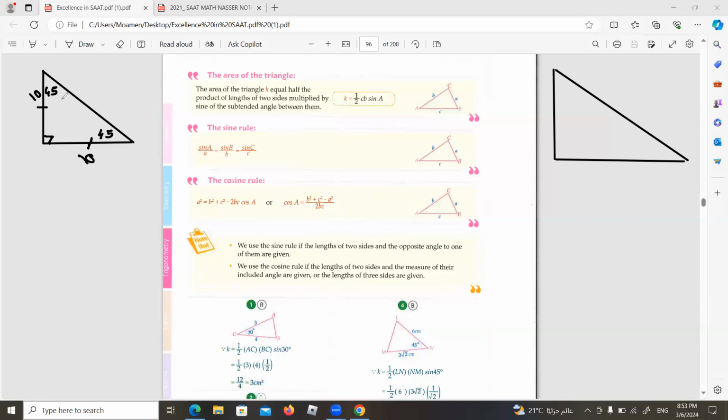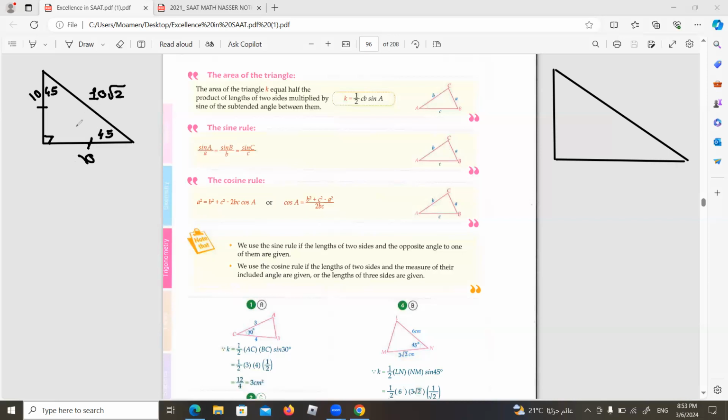Mister, we can use Pythagoras. Yes, of course, you can use Pythagoras or the Pythagorean theorem. But no time for this. What shall I do? Take this side, which is 10, and multiply it by root 2. Root 2 is constant.